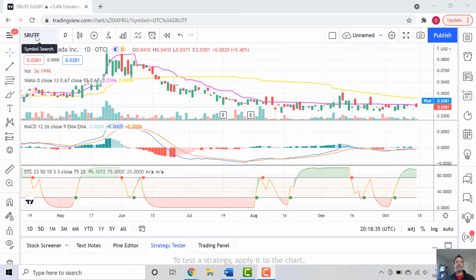And this week we're going to look at one of the most exciting companies that our product CannaBot has been identifying for the last couple of days. This is Sproutly Canada. Let's jump over to the pricing chart and see why now. You'll see we're looking at SRUTF. This is the Canadian company but traded here in the United States on the OTC tickers.